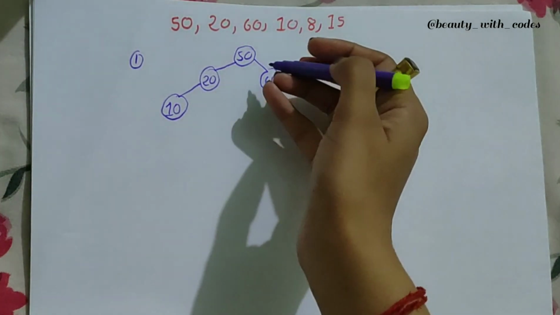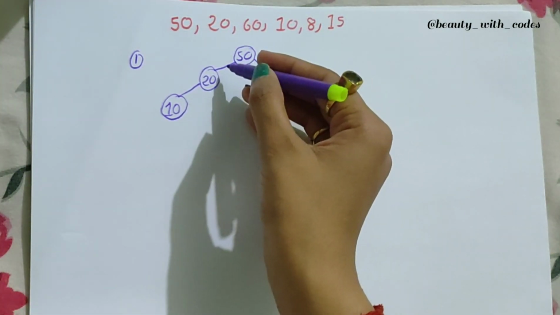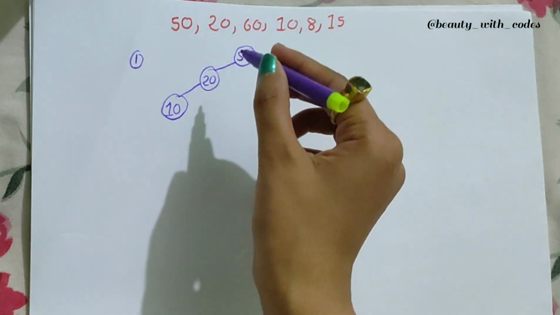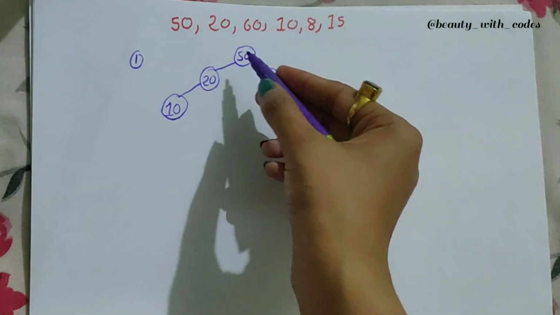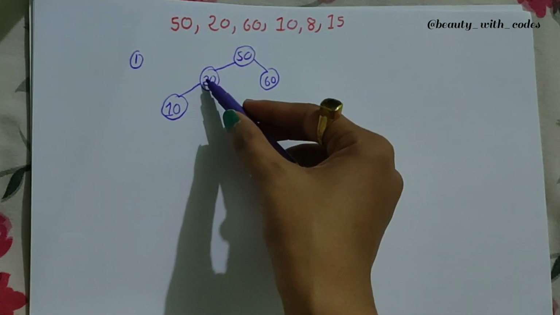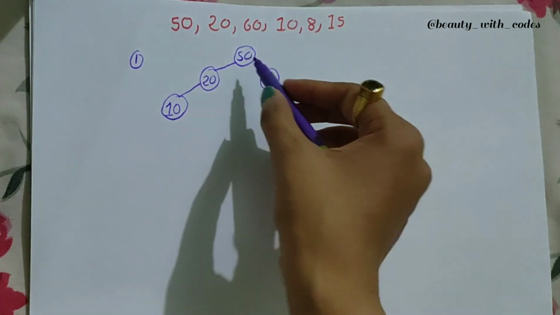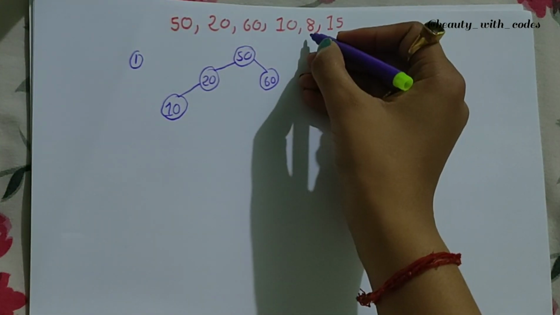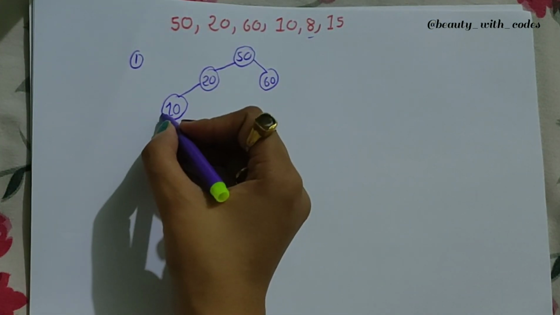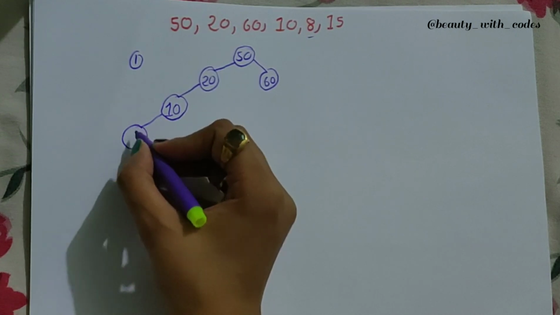So now check for 50. What is the balance factor? Balance factor means the number of left children minus the number of right children. In the left subtree we have 2 elements, 20 and 10. What about the right subtree? We have only 1. So 2 minus 1 is 1. So we can say our tree is balanced as of now. What is the next element? The next element is 8. Okay, fine, so insert 8 here.